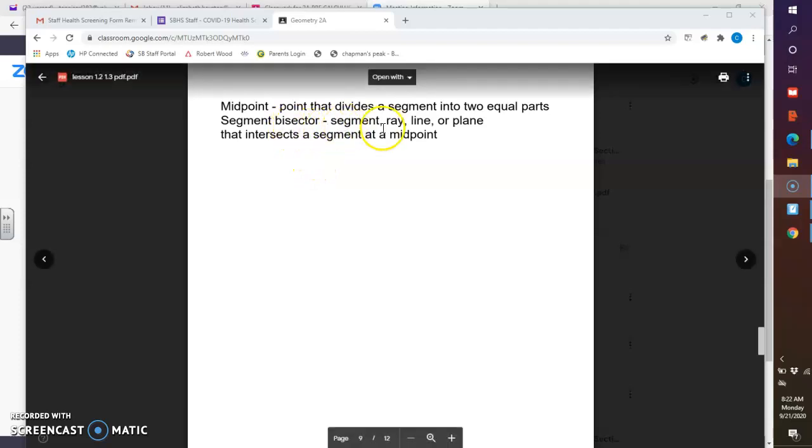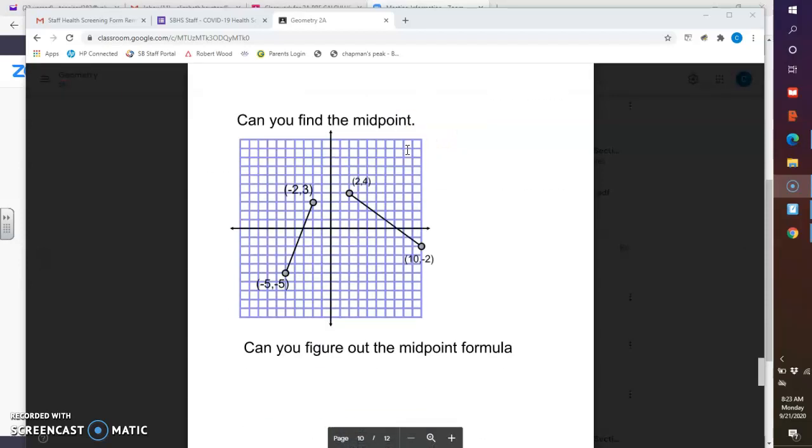A segment bisector is whatever intersects a line at its midpoint. So a segment, ray, line, or plane that intersects a segment at its midpoint is considered a segment bisector.